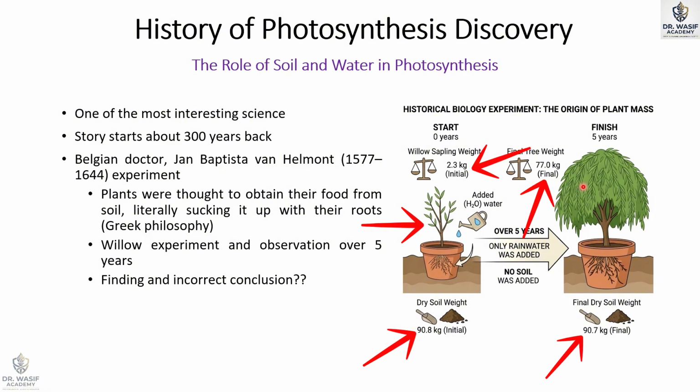But here is the catch. His conclusion was actually incorrect. He concluded that the entire weight of the tree must have come from the water he added. Firstly, the Greeks were thinking that plants take up soil. But after this experiment, Van Helmont concluded that it was actually the water which was taken up by the plant, and then it grew up to 77 kg of weight.